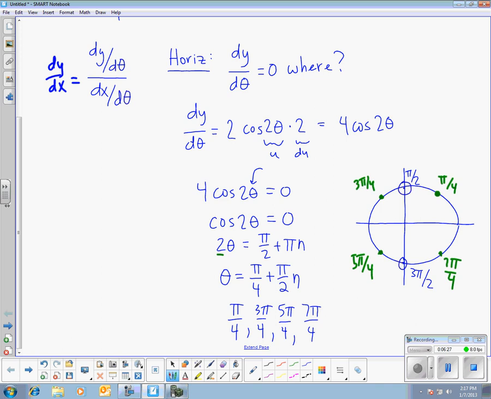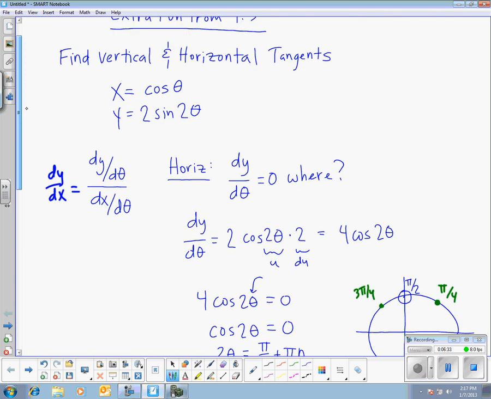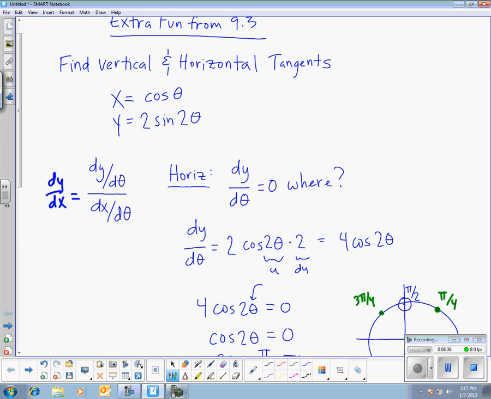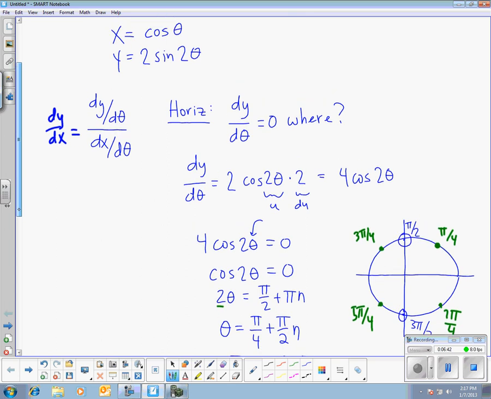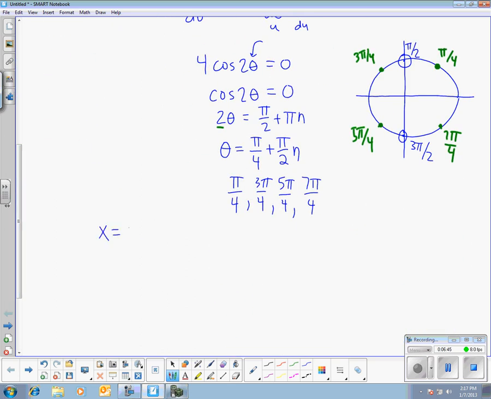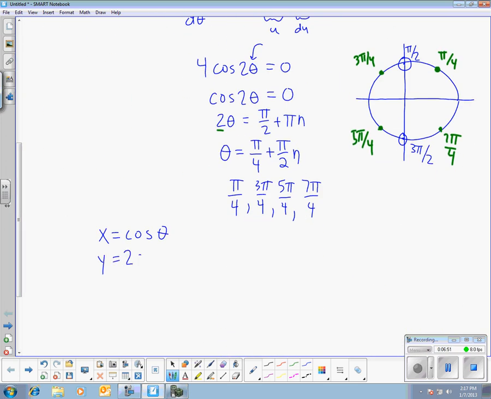Now, unfortunately, the answer is not those 4 numbers. The answer is the xy points that come from those 4 theta values. So you could plug pi over 4 into x and into y. Let me recopy my equations. If x is cosine theta and y is 2 sine 2 theta, then plug in pi over 4, and your result is cosine pi over 4 for x and 2 times the sine of pi over 2 for y, because I doubled pi over 4.